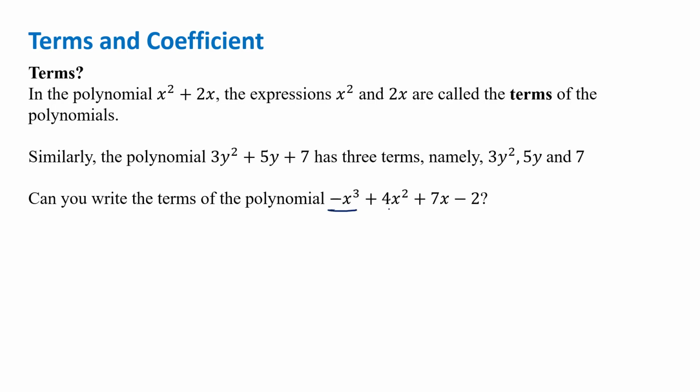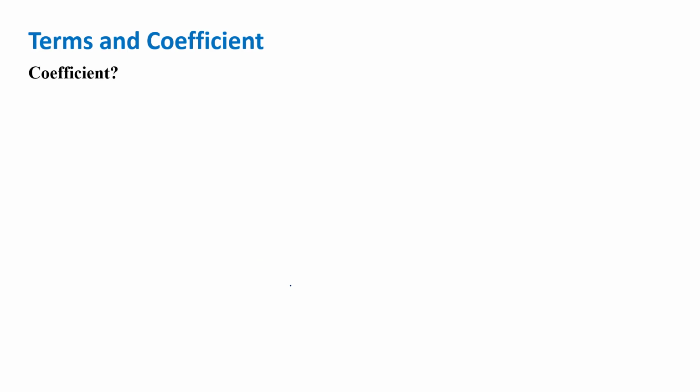Exactly. This is the first term, this is the second term, this is the third term, and this is the fourth term. Okay, so the four terms are minus x cube, 4x square, 7x, and minus 2. These are the four terms of this polynomial. So I hope you understand about the terms. Now let's discuss the coefficient.